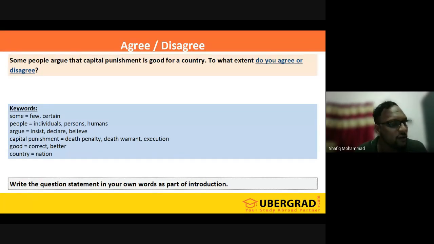Yes, Shubham has already given his introduction. Many individuals think that death penalty is better for a nation. In my opinion, I totally agree with this notion for many reasons. It's not I am, it's I. Good, no problem.